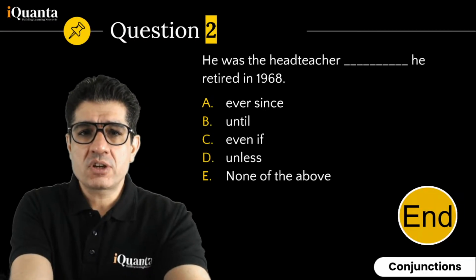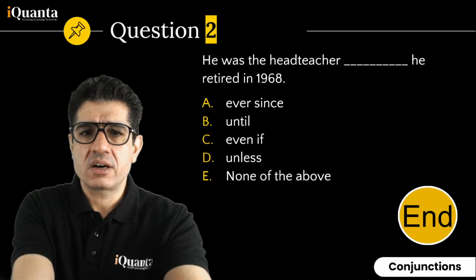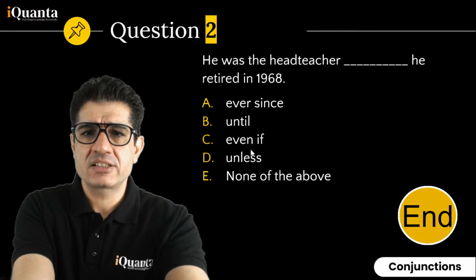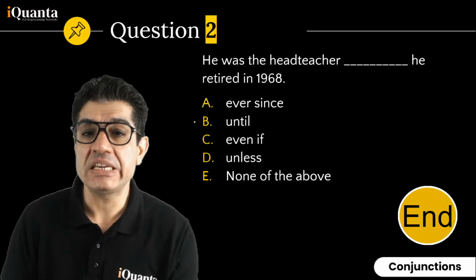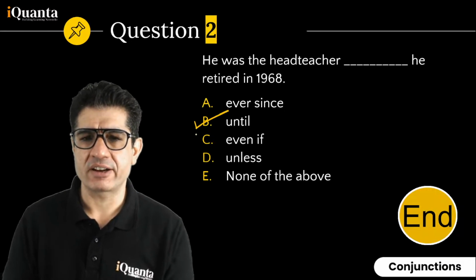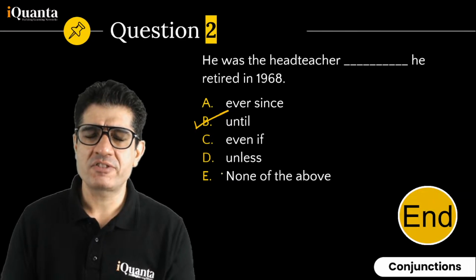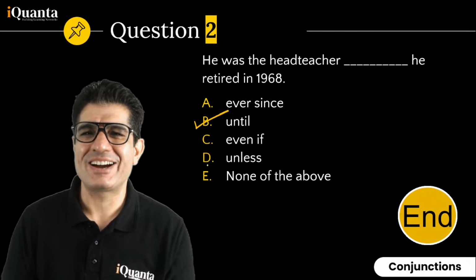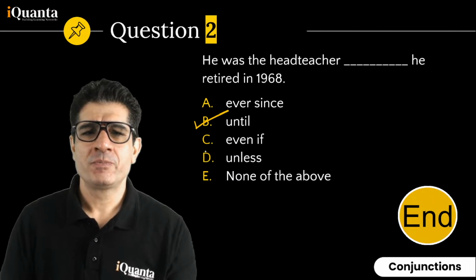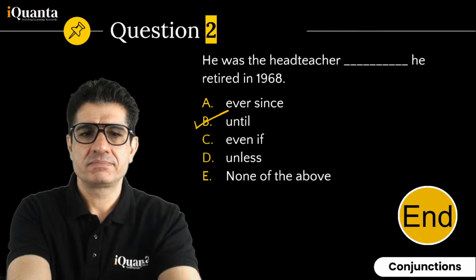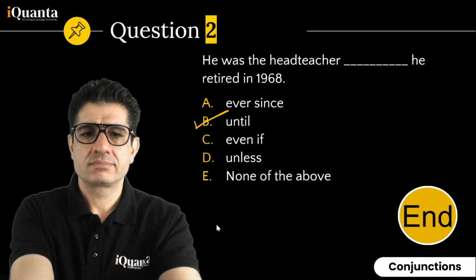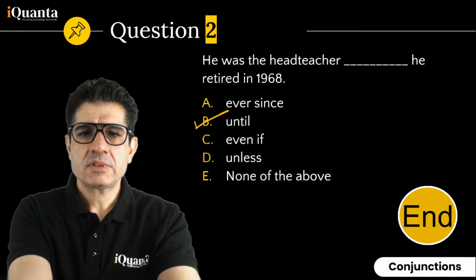So for question number 2, the correct answer is, as a lot of you are pointing out, option B. Absolutely correct. When you say none of the above, तो भाई नहीं, कुछ तो चाहिए यहाँ पे, and until will work. Until he retired in 98. Got it? So until it is.